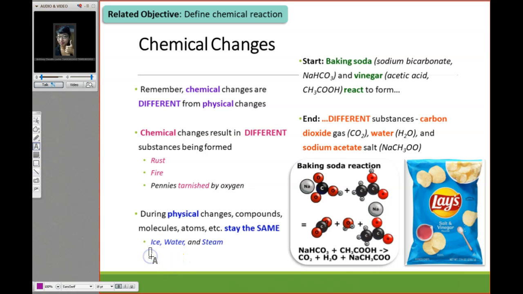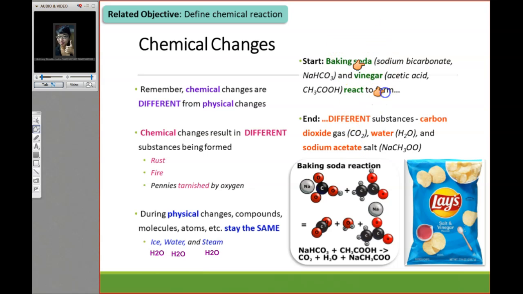Yes, exactly. Ice is going to be made up of H2O. Water is going to be made up of H2O, and steam is still made up of H2O. So no matter what, these are not changing chemically, right? So these are only physical changes. Again, what you start with has to be different from what you end with.